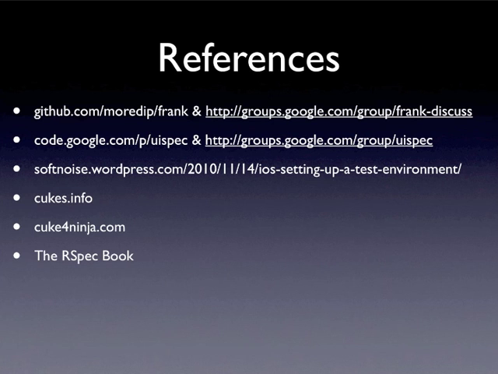There's a couple of references if you want to find out more. I had to make a reference to the RSpec book because it finally is out in hard copy. If you want to find out more about Cucumber and testing and how to write the Ruby side of it properly, I think that's probably a good book to look at. So I think I'll leave it there.